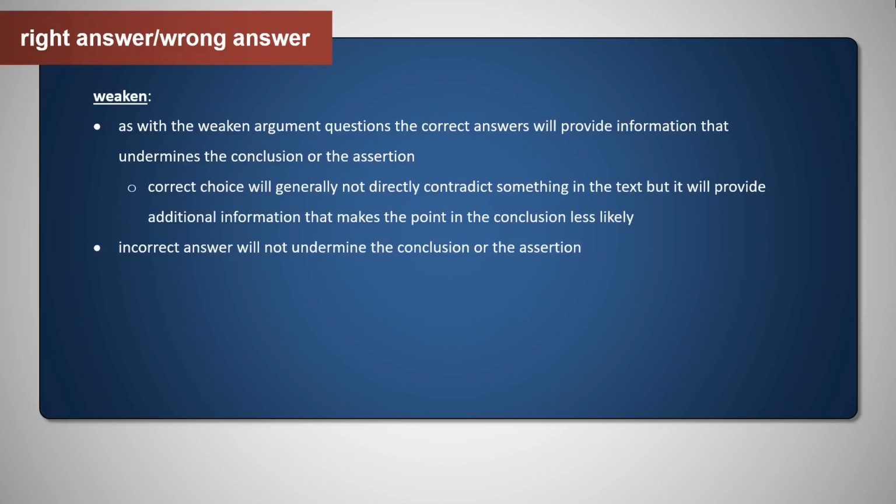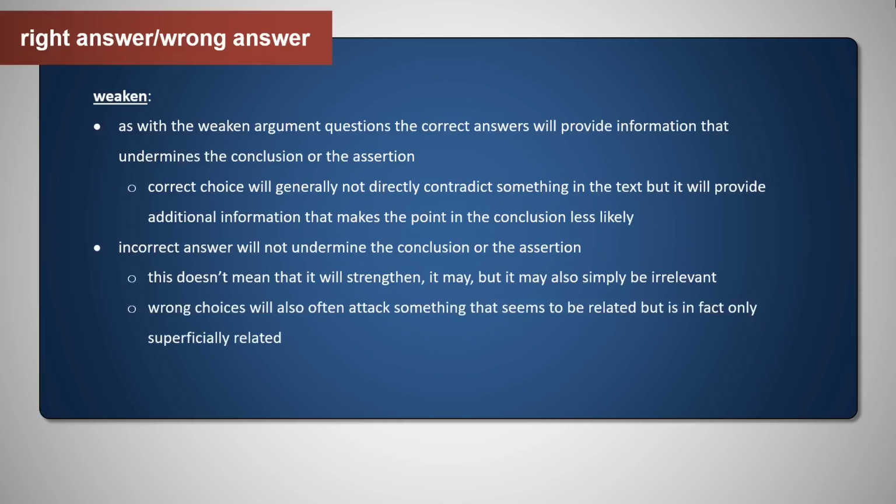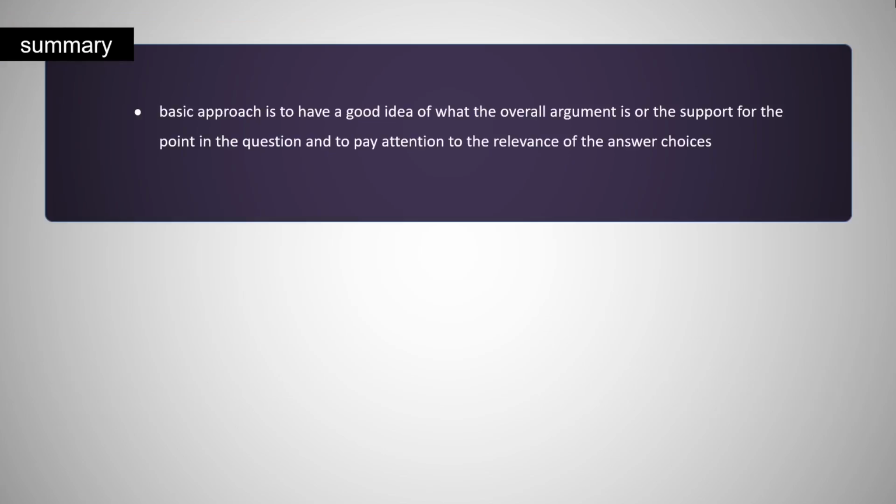The incorrect answer will not undermine the conclusion or the assertion. This doesn't mean that it will strengthen, it may, but it may also simply be irrelevant. So, wrong choices will also often attack something that seems to be related, but is in fact only superficially or seemingly related. Alright, so in terms of the quick summary, the basic approach is to have a good idea of what the overall argument is, or the support for the point in the question, and to pay attention to the relevance of the answer choices.